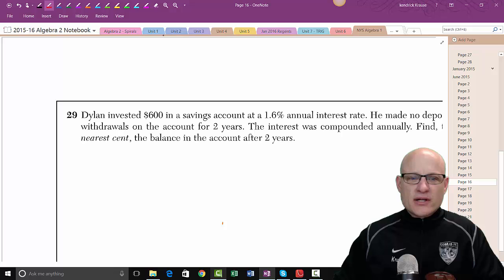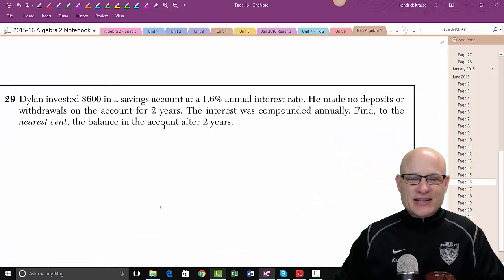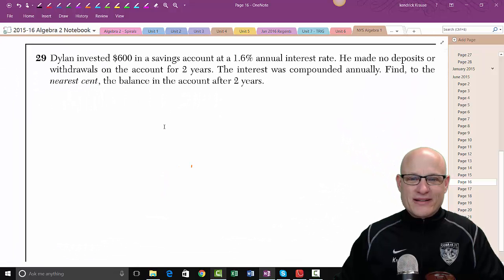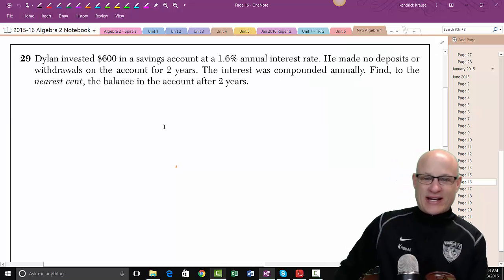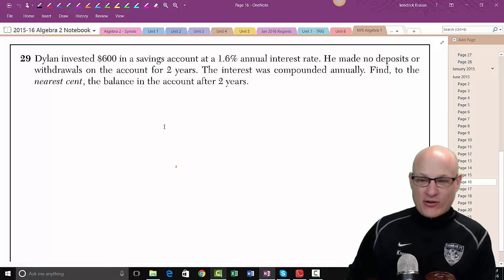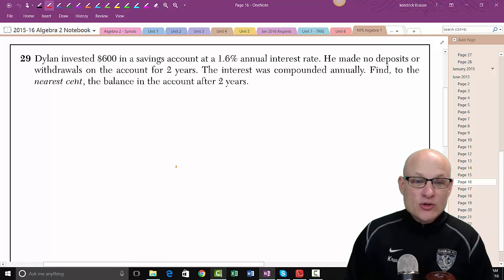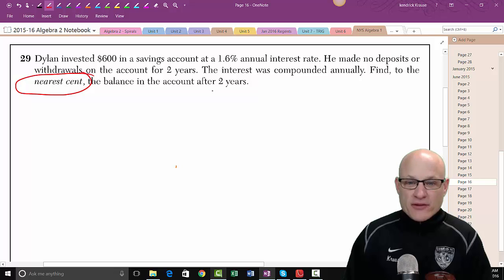All right. Let's see what we got here. Dylan invested $600 in the savings account at 1.6% annual interest. He made no deposits or withdrawals on the account for 2 years. The interest was compounded annually. Find to the nearest cent, ooh, that's going to become important, the balance after 2 years.